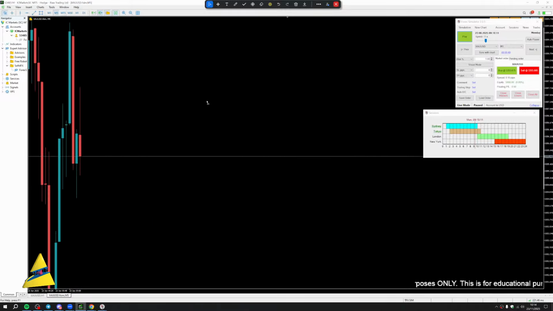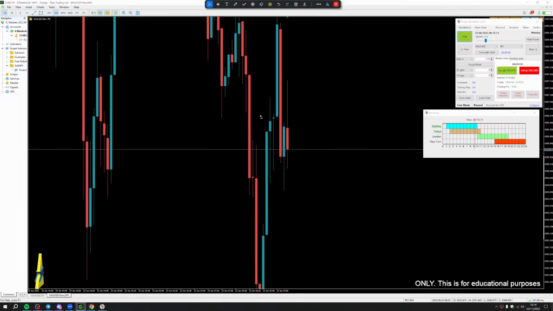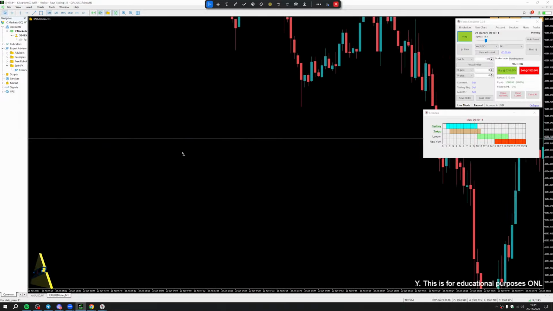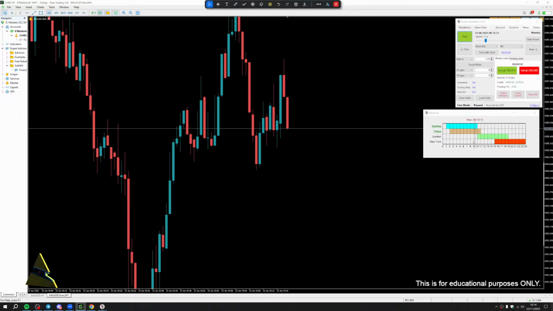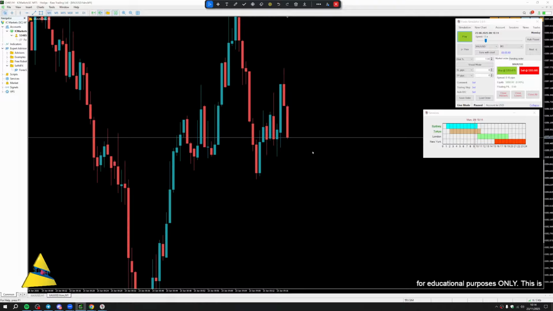Wow, man. Price action is super elusive right now. It's been so elusive. What is this? Oh, we're around how many minutes now? 40 minutes until the London session opens.